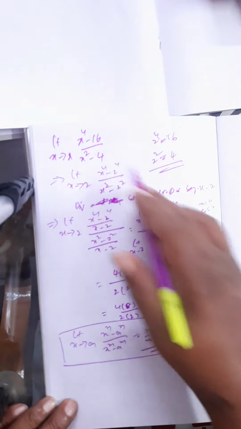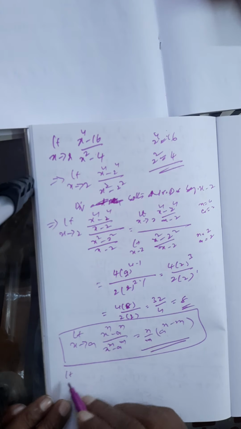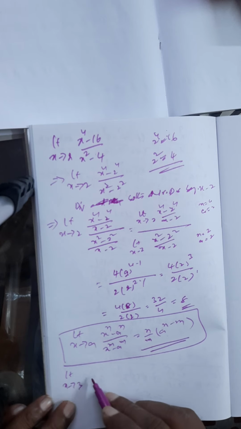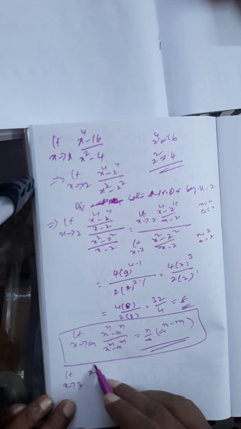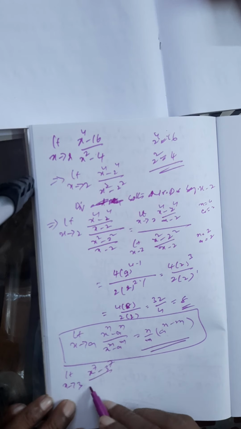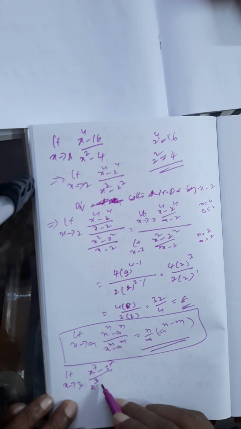Now we are going to use this. Take one more question. Limit x tends to 3. We are taking x power 7 minus 3 power 7 divided by x power 3 minus 3 power 3.